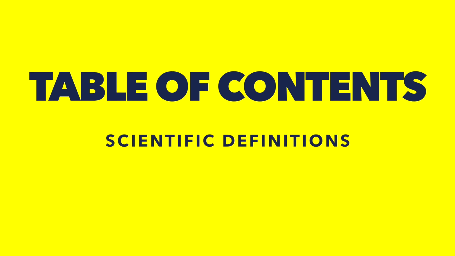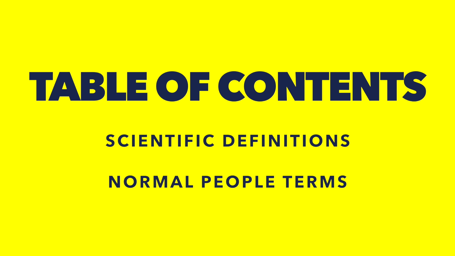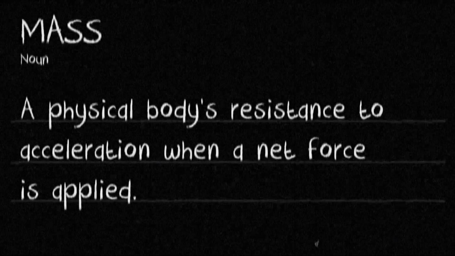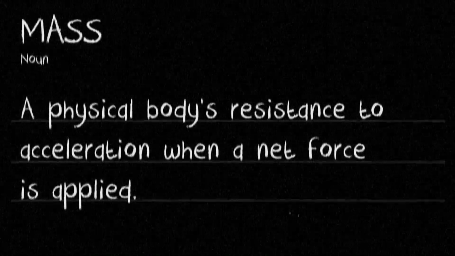Let's get the scientific physics definitions out of the way first, then we'll discuss what they actually mean in normal people terms. Mass. Mass is a physical body's resistance to acceleration when a net force is applied. Okay, what does that mean in normal people terms?